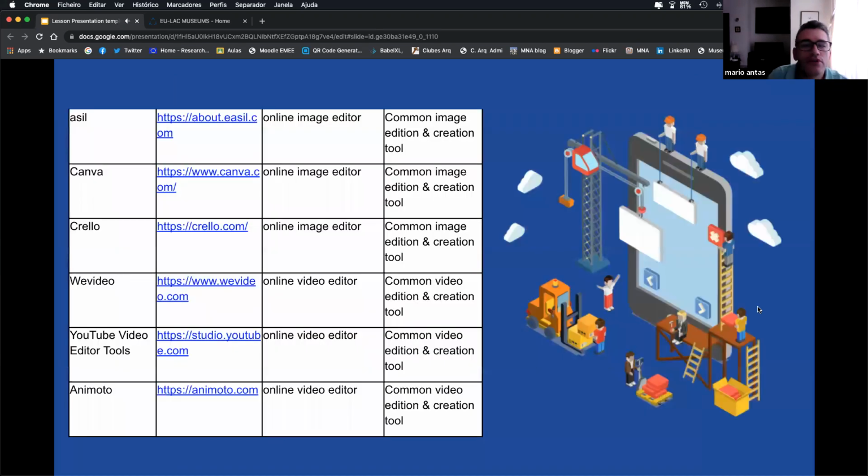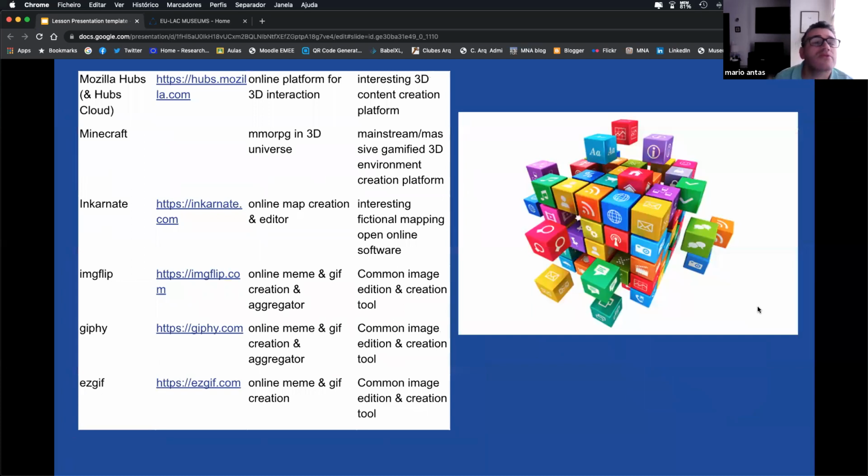So how can we use these platforms in the context of a museum exhibition? Of course, there are different kinds of platforms. Most of them we know, but some we don't. We are not very used to using them. For instance, we know YouTube, but some of us can also use the YouTube video editor tools. There is also an online image editor, very interesting. So there are a lot of platforms that we can use for educational purposes.